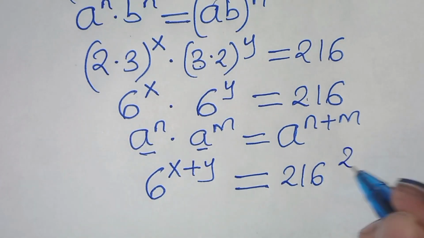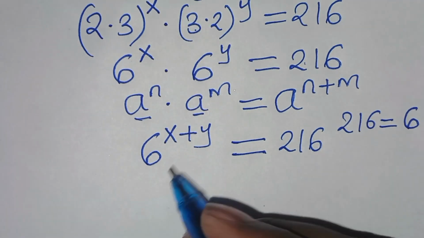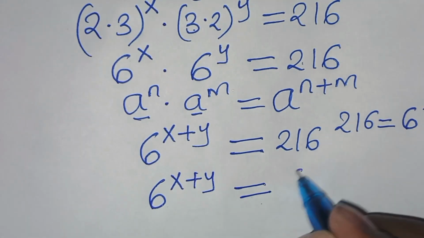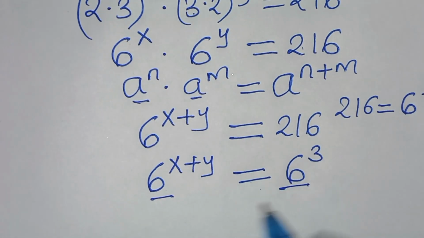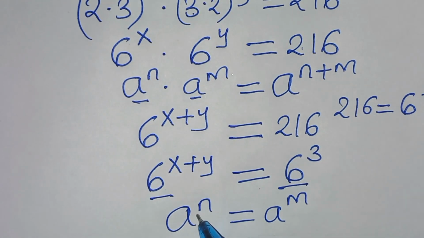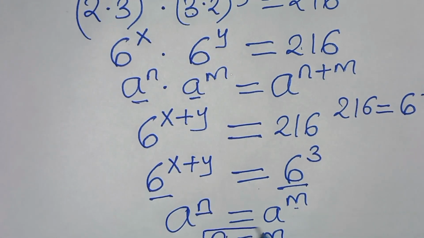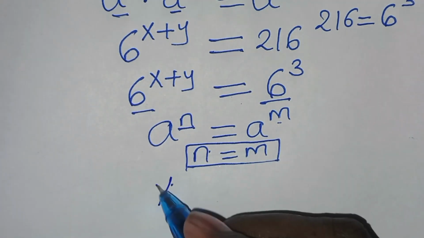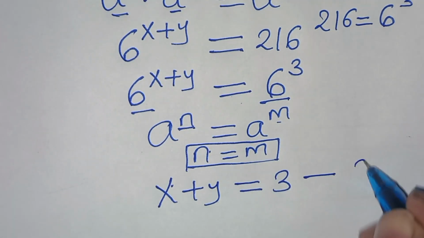We can express 216 as 6 to power 3. So this implies that we have 6 to power x plus y. This is equal to 6 to power 3. Since the bases are common, that is a to power n is equal to a to power m, then the exponents are equal. That is n is equal to m. So now this implies that x plus y, this is equal to 3. So let's call this equation 3.